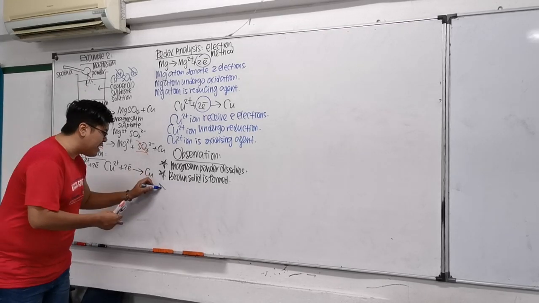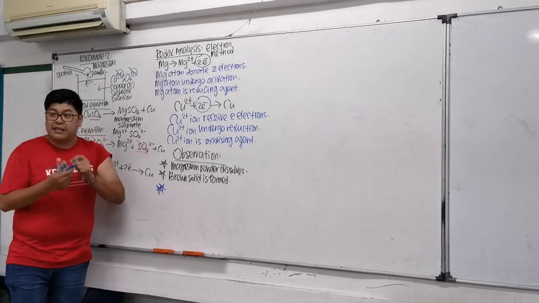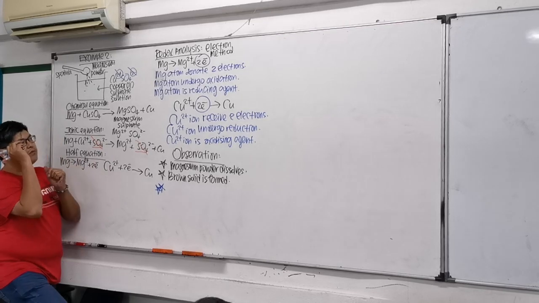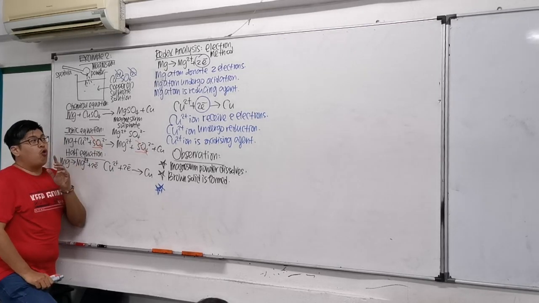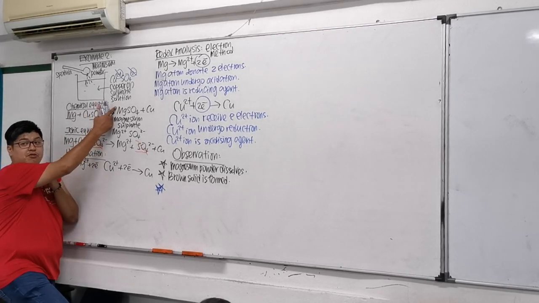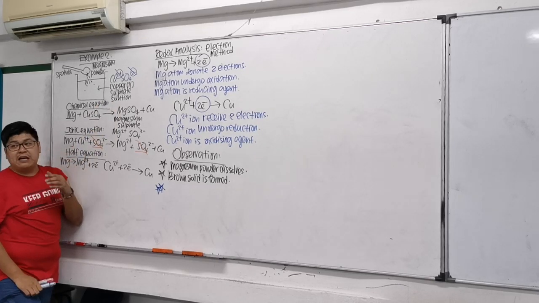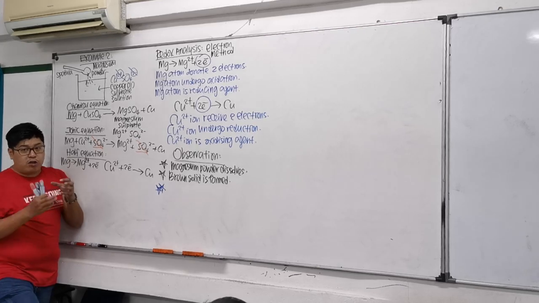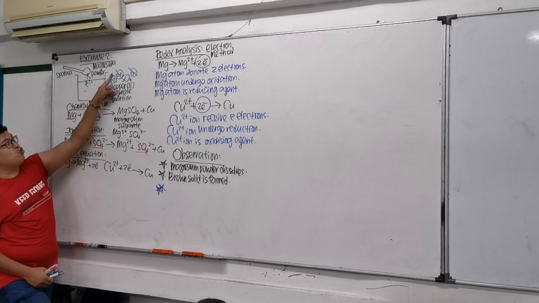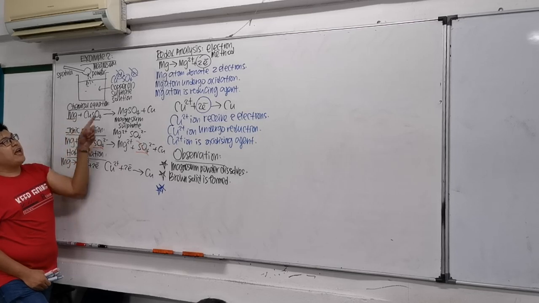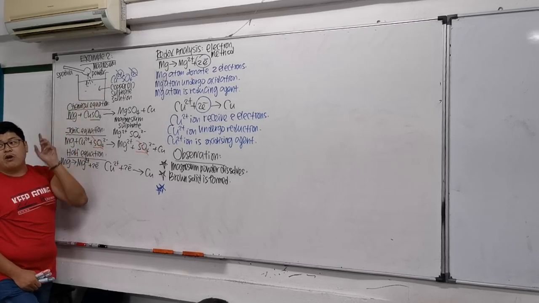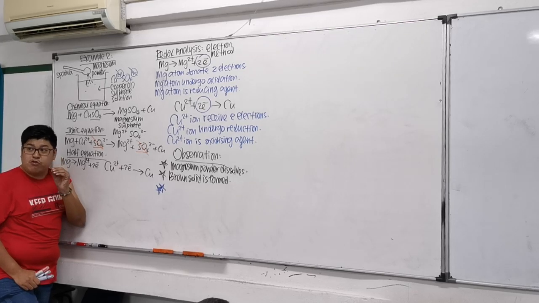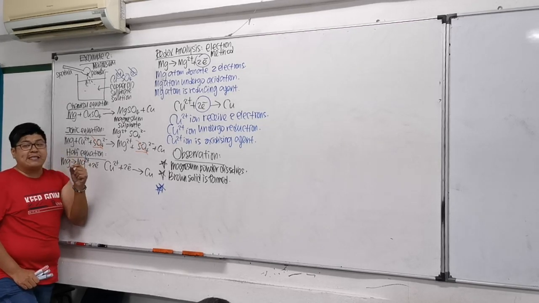Okay, the last one, which is very important. Allow me to put 2 stars here. Listen carefully. In SPM, they always love to ask you about copper(II) sulfate solution. The reason is this: any solution that has Cu2+ inside will give you a very wonderful blue color. I repeat, any solution that has Cu2+ will give you a blue color.